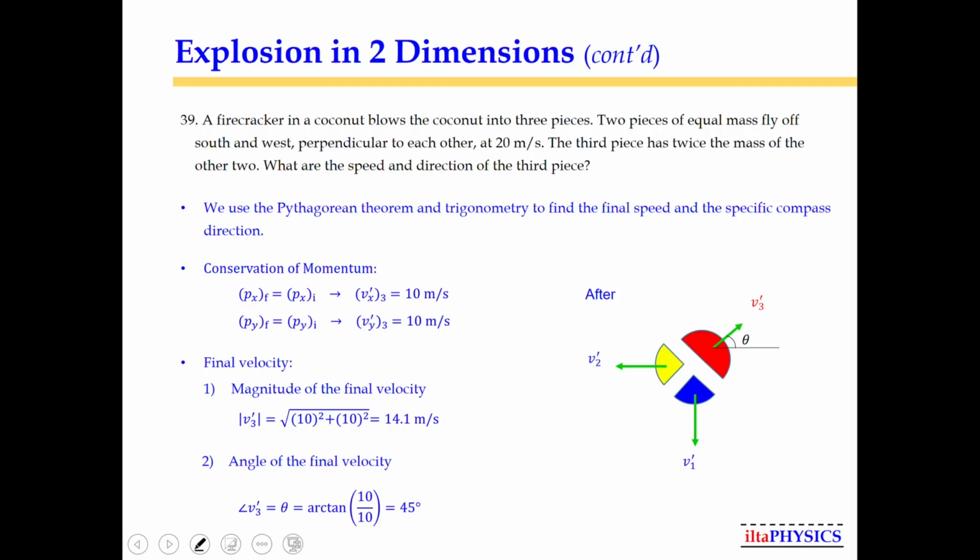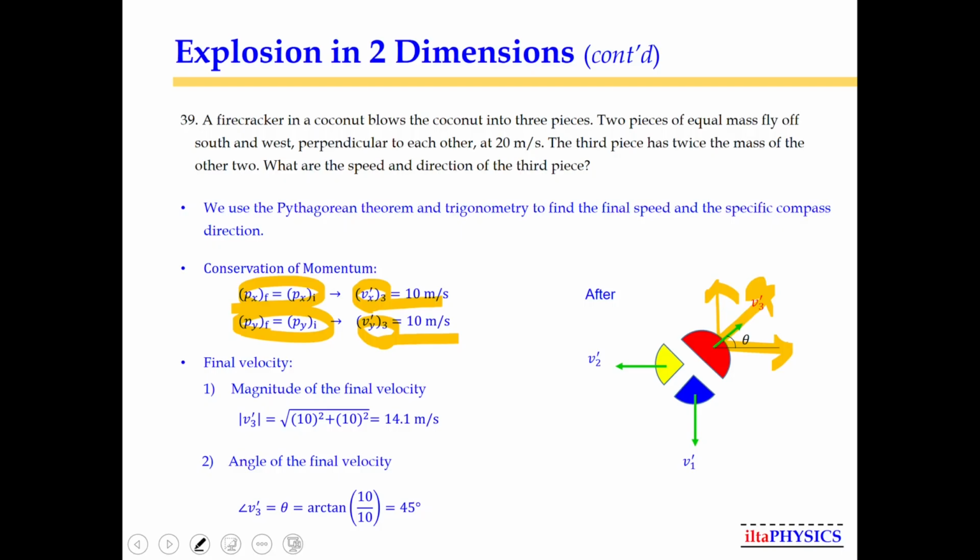Now that we've split each object's velocity into x and y components, we can calculate the momentum for each axis as follows. Let's continue by applying the law of conservation of momentum before and after the explosion. According to the law of conservation of momentum, the x and y components of the momentum before and after the explosion must be equal. Calculating this, the x component of the third piece's velocity after the explosion is 10 meters per second, and the y component is also 10 meters per second.